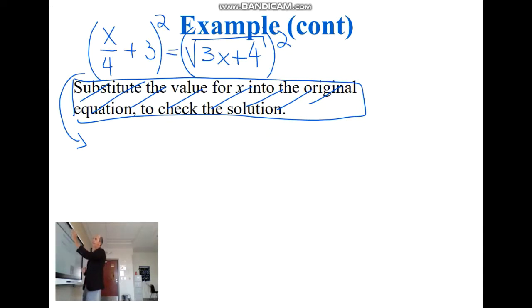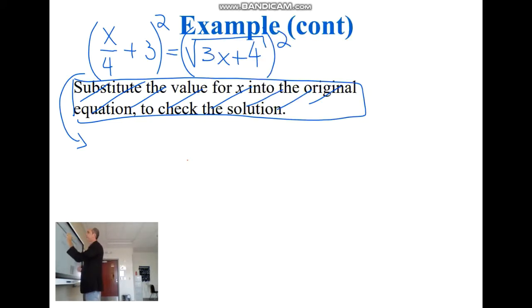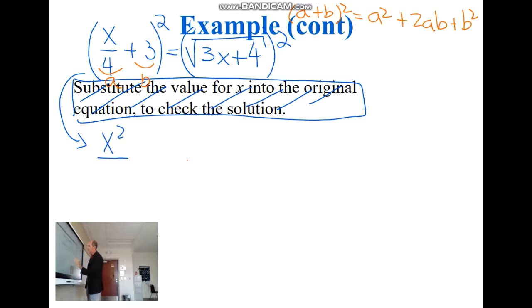On this side, we will use a special product here. And just remember this special product that you're going to use is a plus b squared equals a squared plus 2ab plus b squared. I'm going to use here, this is a, this is b. So a squared, x squared over 16, plus 2 times a times b, 2 times x over 4 is x over 2, times 3 is 3 over 2x.